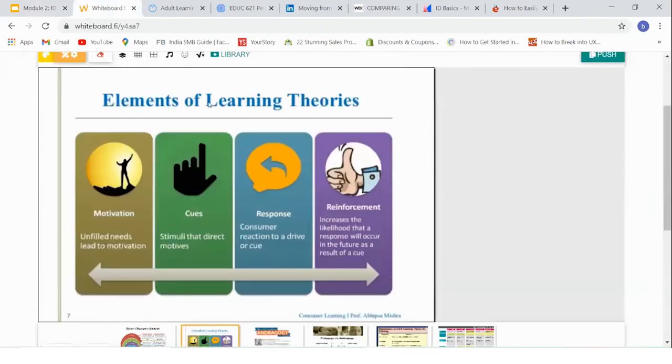The elements of learning theory: all of them talk about motivation, that there is some need for learning. You will need some stimuli to direct your motives. Instead of consumer, think about learner. And then the learning will happen, and there will be reinforcement, so that the behavior will be repeated. If you learn something and you give reinforcement, then you want that learning to last longer.